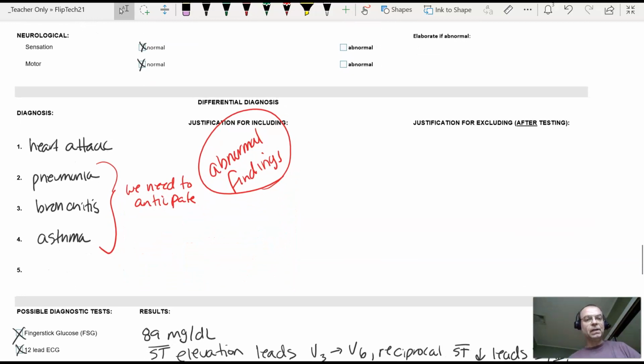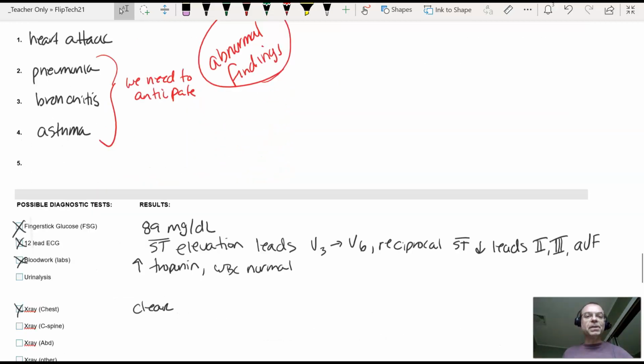Okay, so what I have them do as they do the case in class is come up with the justification for including. Why do you think it's a heart attack? Why do you think it's pneumonia? Why do you think it's bronchitis? Why do you think it's asthma? Okay, I try to make them think and not just guess. Okay, then we brainstorm as far as the kind of tests that probably should be done.